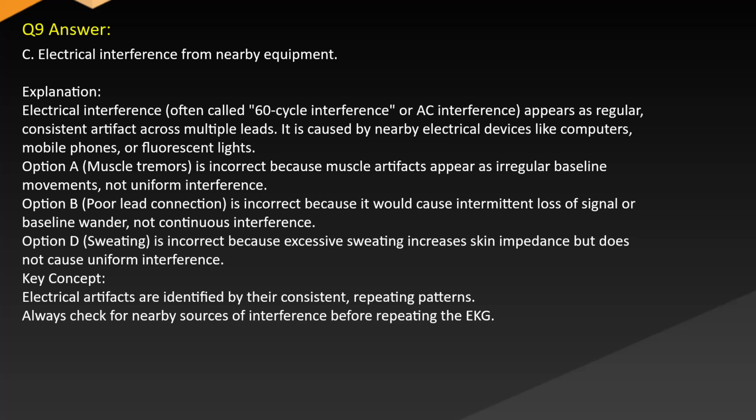Option B, poor lead connection, is incorrect because it would cause intermittent loss of signal or baseline wander, not continuous interference. Option D, sweating, is incorrect because excessive sweating increases skin impedance but does not cause uniform interference. Key concept: electrical artifacts are identified by their consistent, repeating patterns. Always check for nearby sources of interference before repeating the EKG.